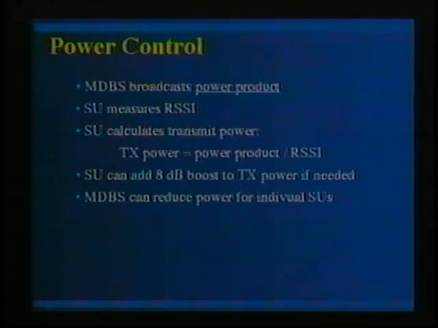Normally this should be sufficient, but an override ability exists if the subscriber unit finds that it's transmitting and it's not being heard. It can add a boost of 8 dB to its transmission power if needed. Similarly, the MDBS can tell somebody to back off if it's being overwhelmed by too much power from the subscriber unit.